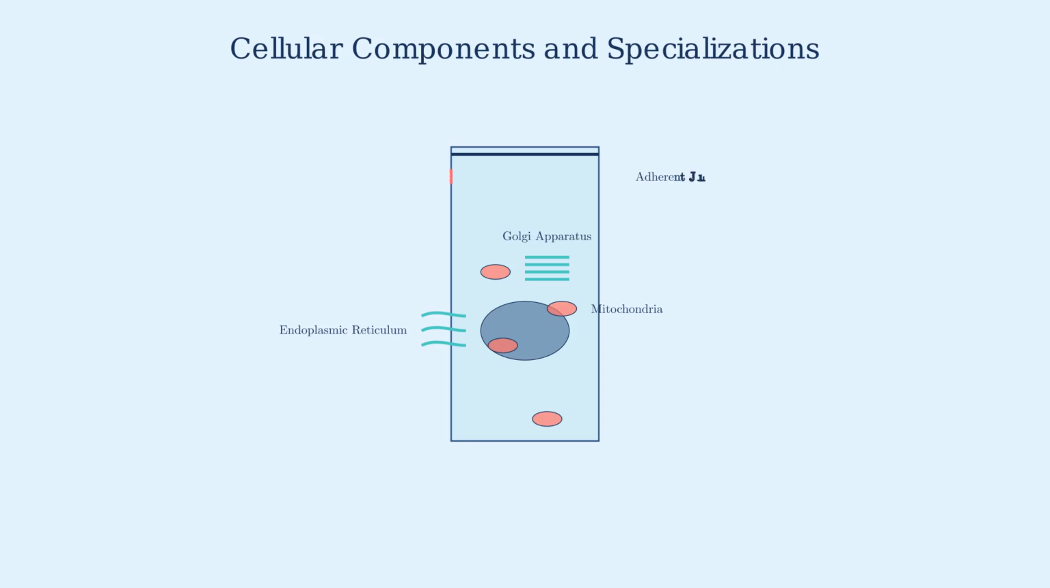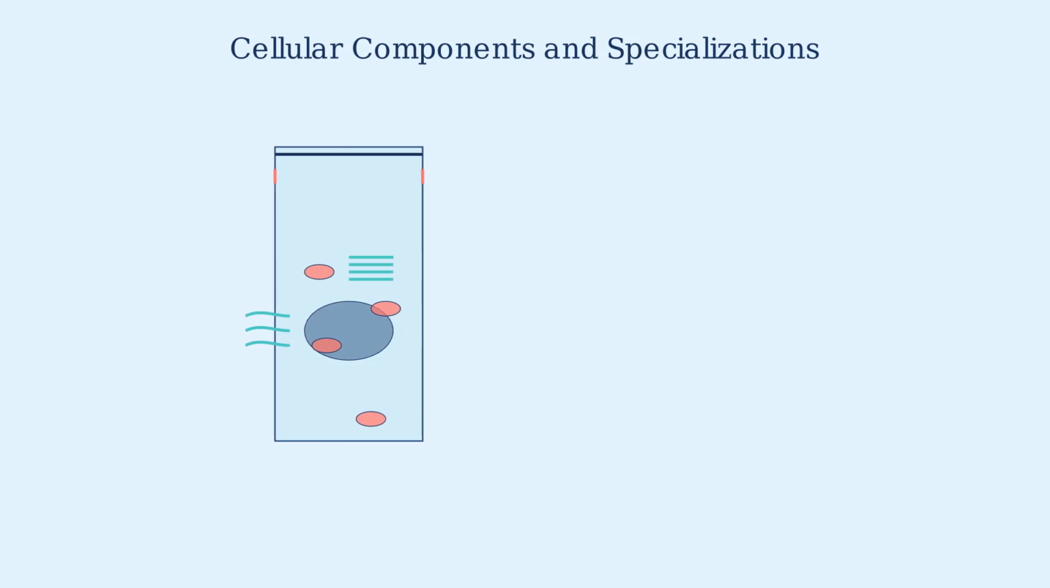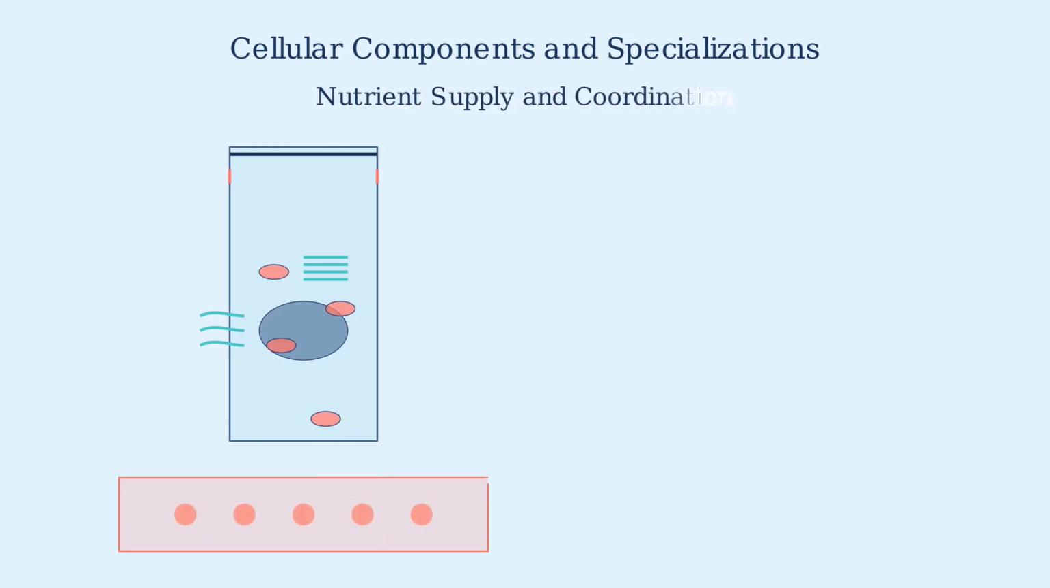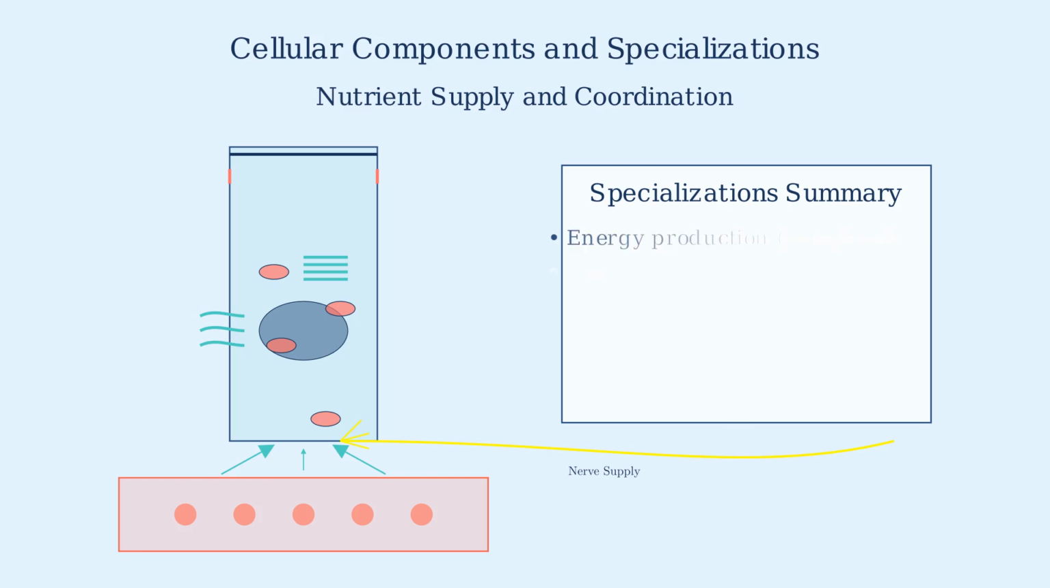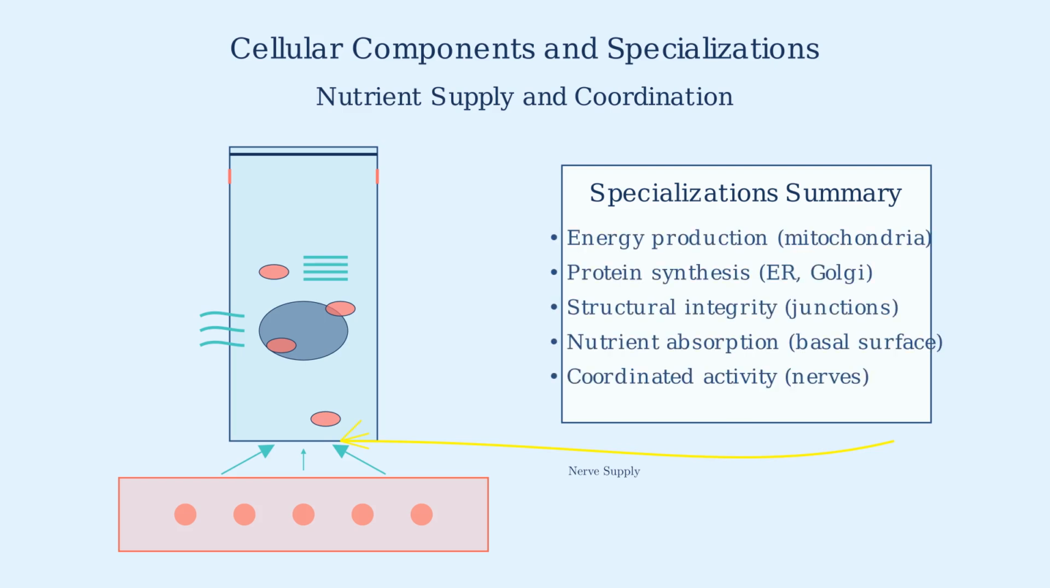At the apical end, adherent junctions known as terminal bars help maintain tissue integrity. These cells receive nutrients through diffusion from blood vessels in the underlying connective tissue. These epithelial cells also receive nerve supply for coordination of secretory and absorptive functions. These cellular components and specializations make simple columnar epithelium perfectly adapted for its functions of absorption and secretion.